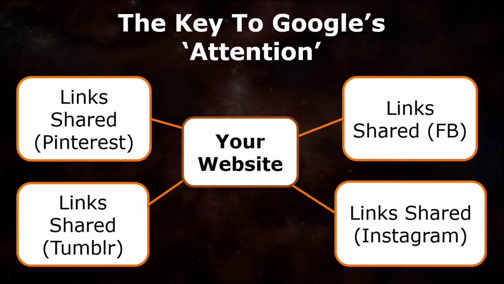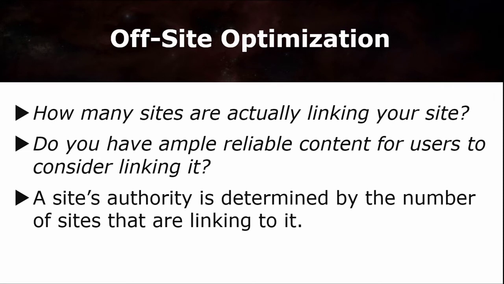Take a look at this image. Your site is at the center and you have multiple sites sharing or linking your site in their site. Google will define this site, your site, as a presence of authority. This method sounds simple, but the main challenge would be how many sites are actually linking your site, or do you have ample, reliable content for users to consider linking it? Most times, the perception of a site's authority is determined by the number of sites that are linking to it.